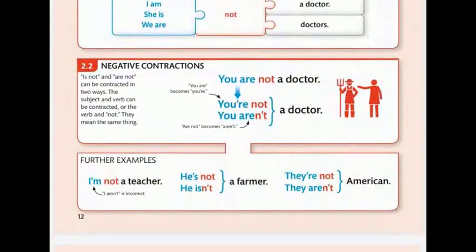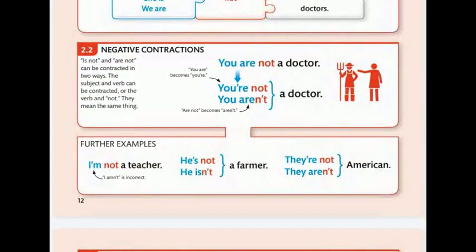Next one, negative contractions. Is not and are not can be contracted in two ways. The subject and verb can be contracted, or the verb and not can be contracted. They mean the same thing. For example, you are not a doctor, you aren't a doctor. You are becomes you're, and are not becomes aren't.